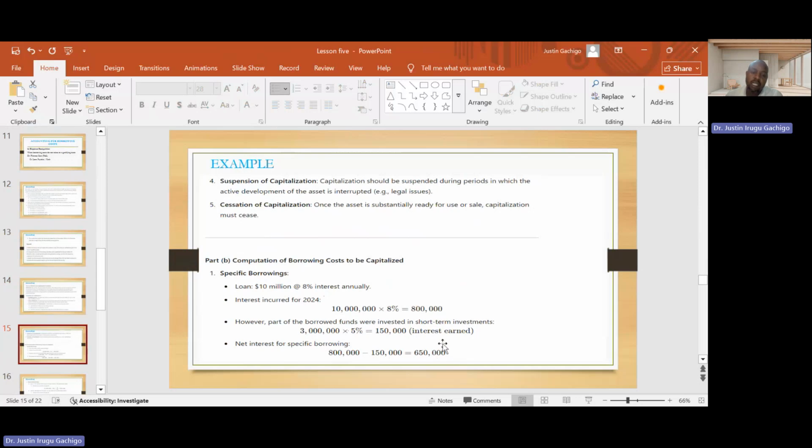Remember, we said that if from the 10 million you take some money and do some investment, the interest earned from that particular investment is not part of the amount that you are going to capitalize.